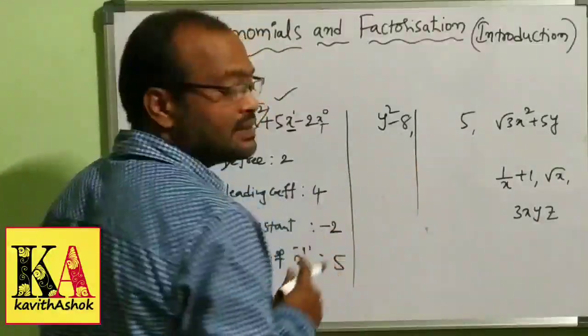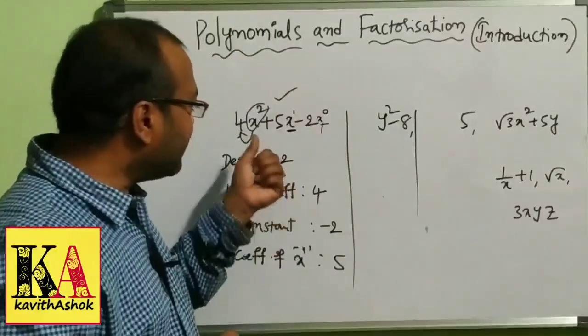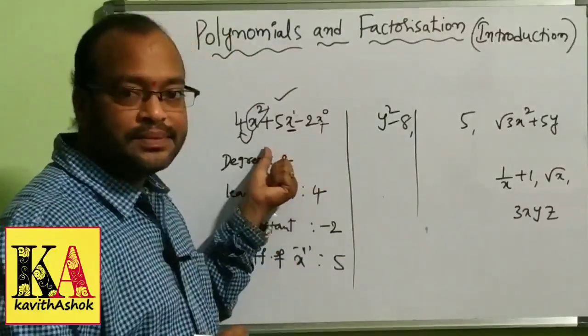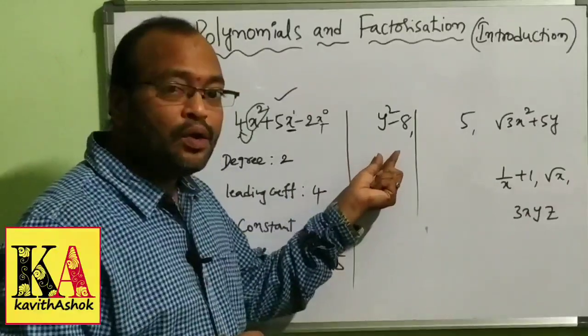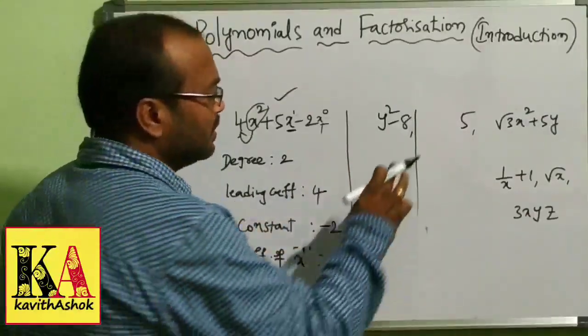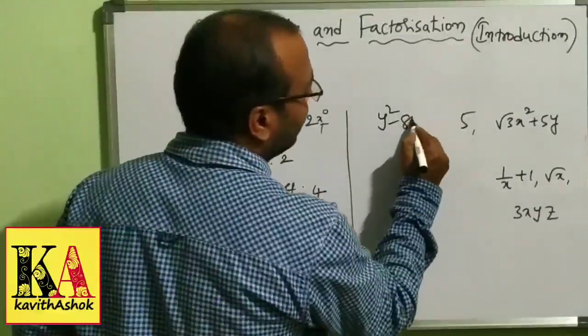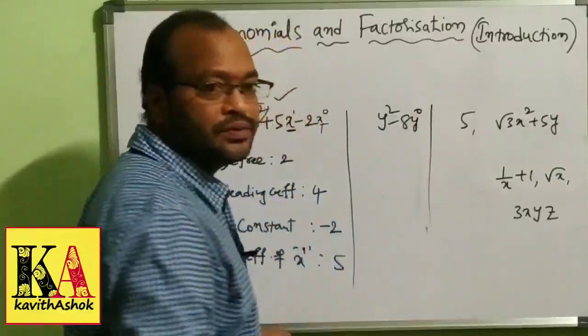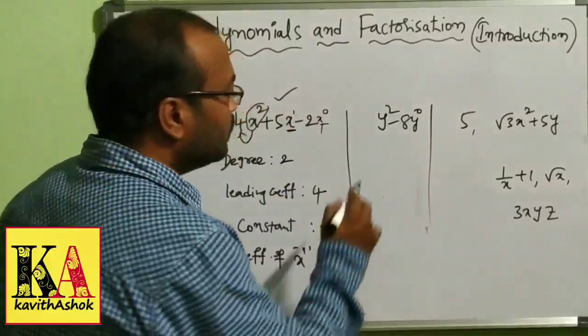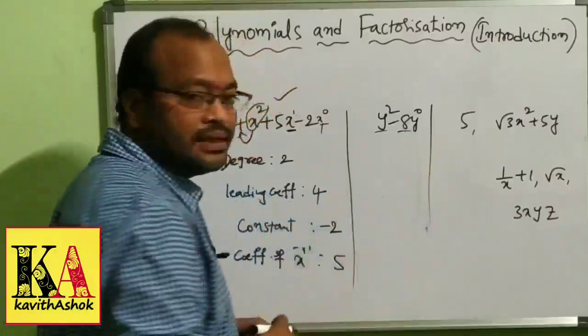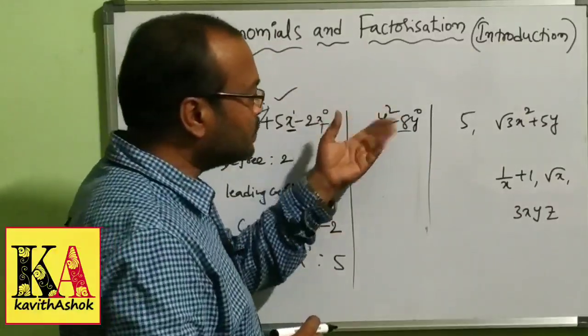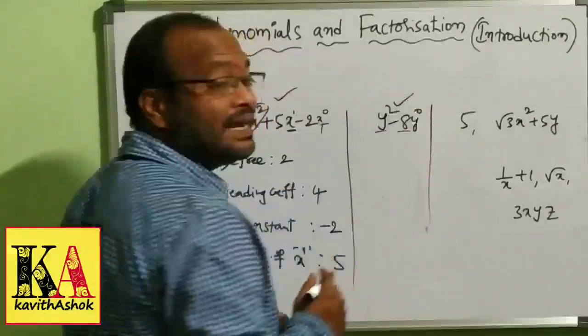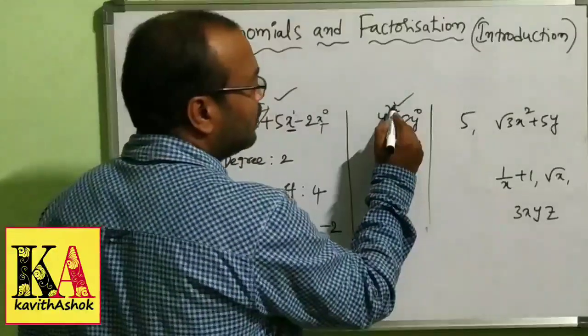Go for the second. y square minus 8. So what is the difference? In the previous, this is the polynomial in terms of x. Here the polynomial in terms of y. No problem for that. So 8 is there, in the sense we will write 8 y power 0 also. So that is a constant. So y square is there, minus 8 is there. The highest power is 2. So that's why this is a second degree polynomial. Degree is what? 2.